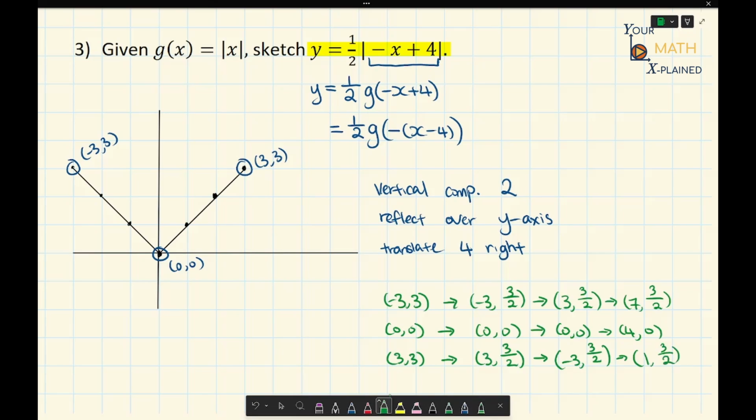Okay, so let's go ahead and plot those points. The first one is (7, 3/2), so that is going to be right here. And then we have (4, 0), which is right here. And then we have (1, 3/2), which is right here. Okay, so now let's go ahead and connect those points.